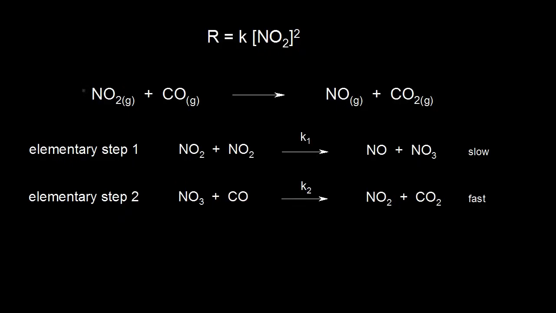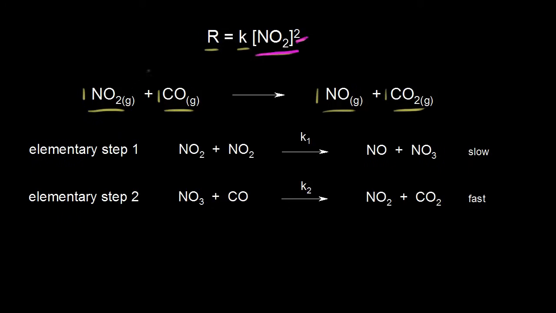Our overall reaction is 1 NO2 plus 1 CO gives us 1 NO plus 1 CO2. And the experimental rate law for this overall reaction is the rate of the reaction is equal to the rate constant k times the concentration of NO2 to the second power. So our reaction is second order in nitrogen dioxide.